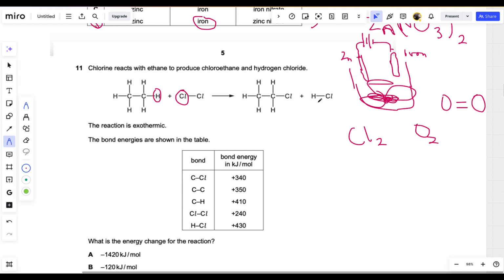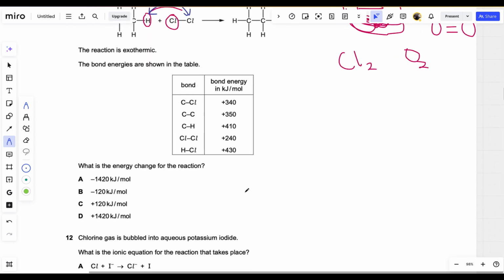And this becomes hydrogen. This hydrogen that has been displaced will come and bond with this remaining chlorine. They will bond to form hydrogen chloride or hydrochloric acid. They form this hydrogen chloride. Okay. So here you have chloroethane. The reaction is exothermic. Now the bond energies are shown in this.